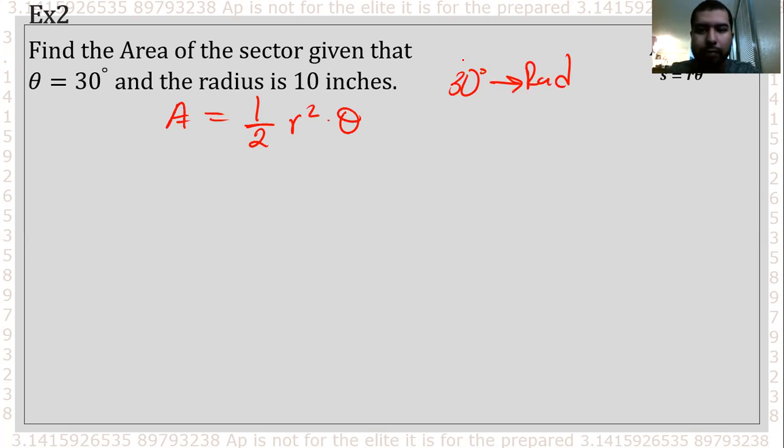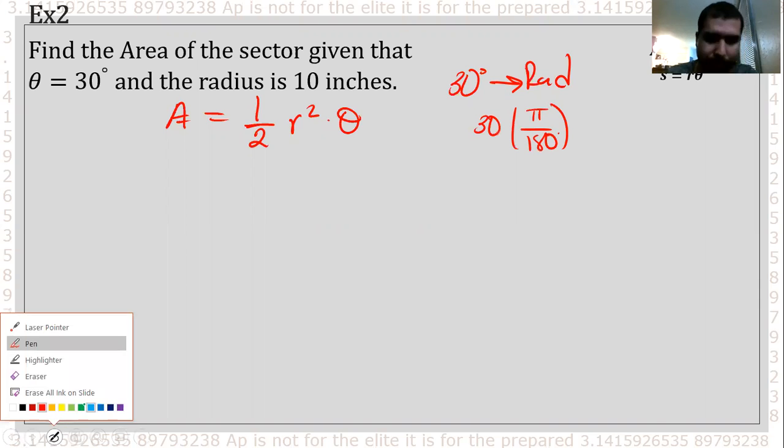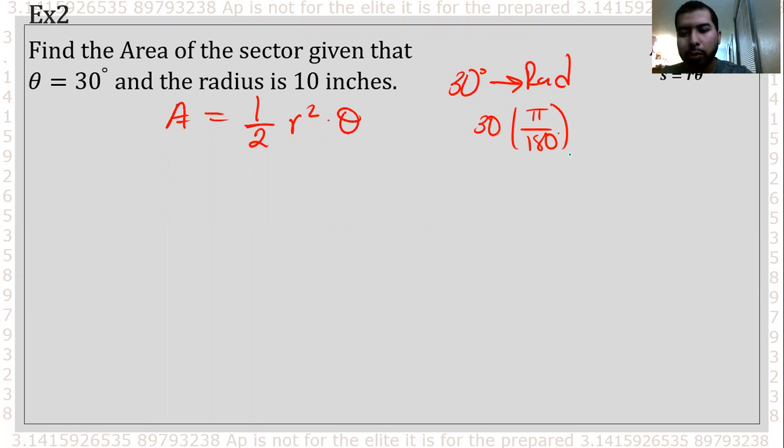So go ahead and convert 30 degrees to a radian. That means we're going to take our 30 degrees and multiply by pi over 180 degrees. Go ahead and give that a try. So we have 30 pi over 180. That will reduce to pi over 6. This right here is my theta in radians.